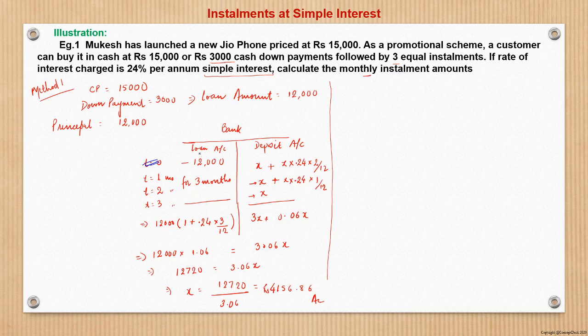So on the left hand side is the loan account, and on the right hand side we will assume that there is a deposit account where the customer deposits x rupees at the end of the first, second, and third month. At the end of the first month it deposits x rupees, at the end of the second month again deposits x rupees, and at the end of the third month again deposits x rupees.